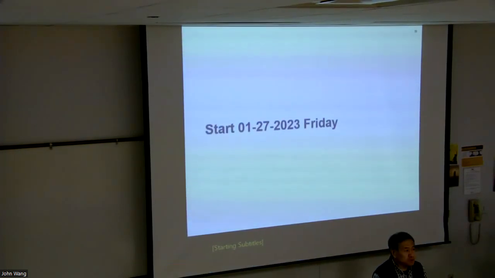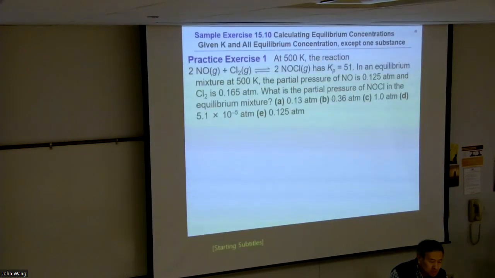All right, good morning. So we were continuing on chapter 15. We were studying the chemical equilibrium. This example is about giving you the KP, and then I give you some partial pressures. These partial pressures are given at equilibrium, which means the chemical reaction is at equilibrium.